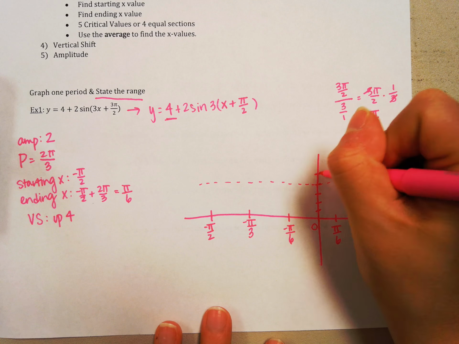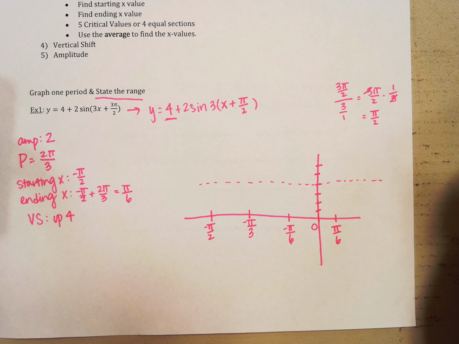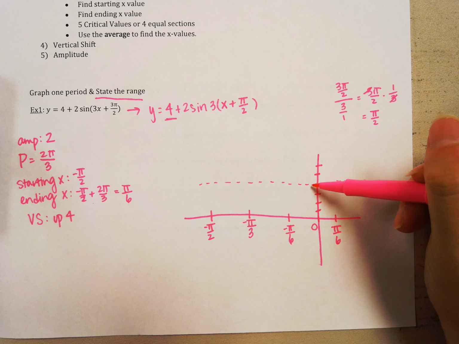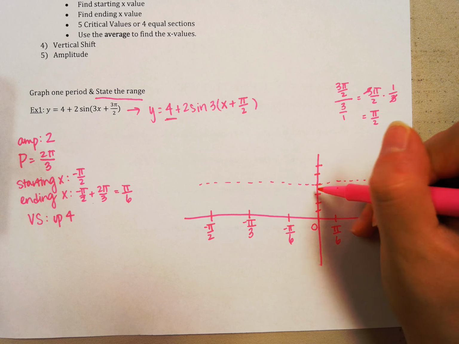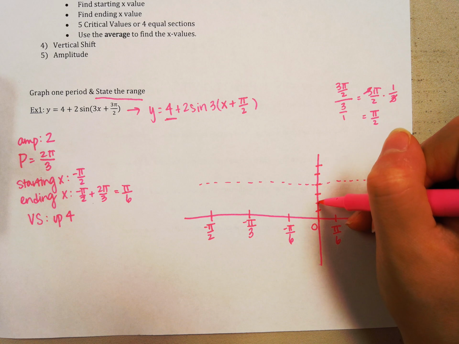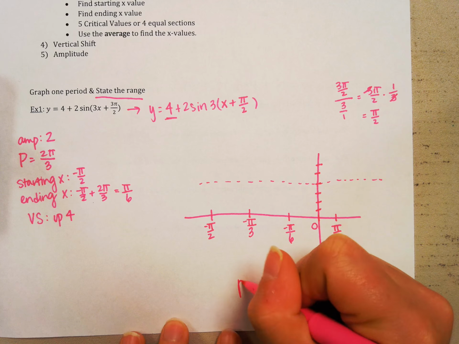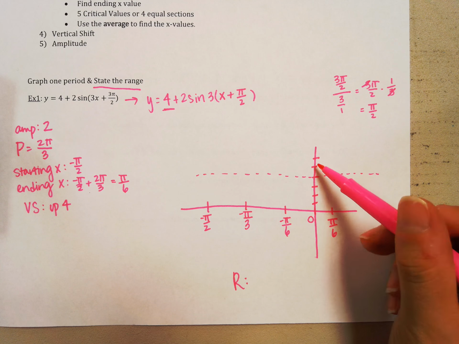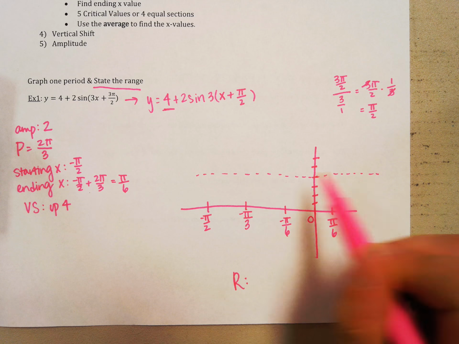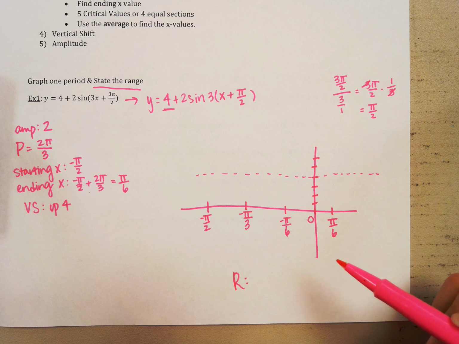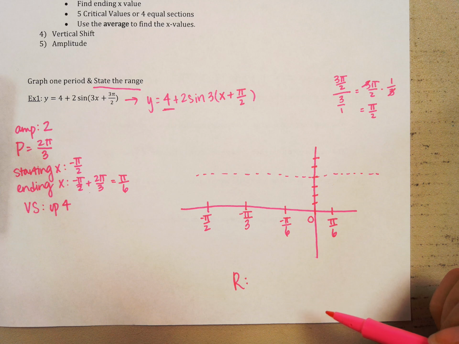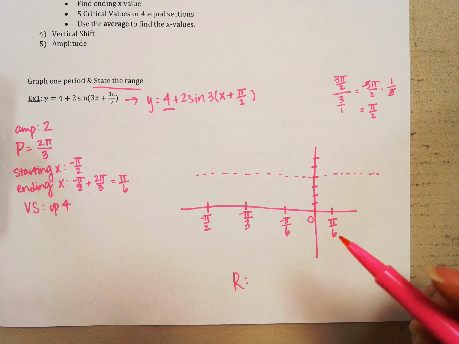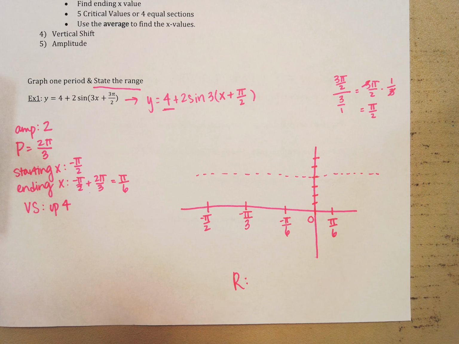From there our amplitude comes into play. So from this baseline, our amplitude is 2, so we're going to go up 2 and down 2 from there. And that actually helps us find the range. So after we graph this, we'll come back to the range, but that's the idea, is that we're going from this new phase shift of going up 4 units, so we can come up with our range of the whole values that our sine function actually completes.